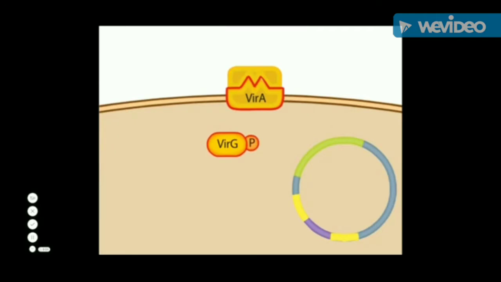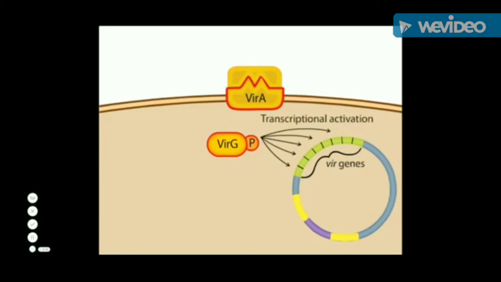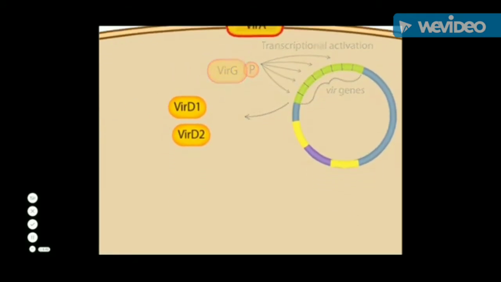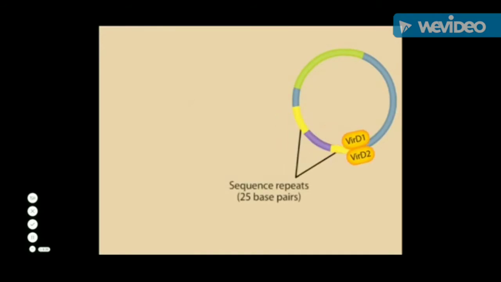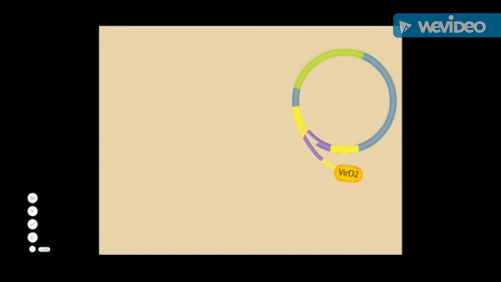A number of genes called Vir genes are located on the Ti plasmid. While the genes encoding VirA and VirG are turned on all the time, the expression of the other Vir genes requires activated VirG as a transcriptional activator. Two of the gene products are VirD1 and VirD2. The VirD proteins are endonucleases that cleave at the 25 base pair sequence repeats at the ends of the tDNA. As a result, the cell produces a single-stranded tDNA molecule attached to VirD2 at one end.